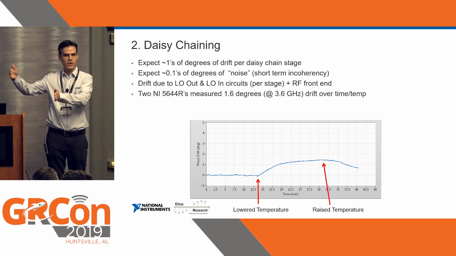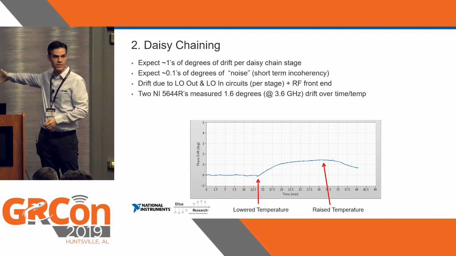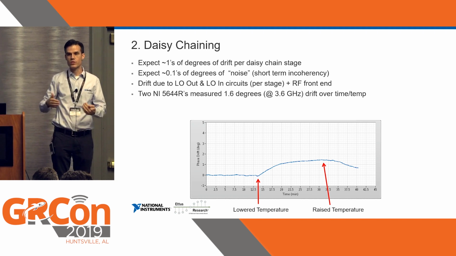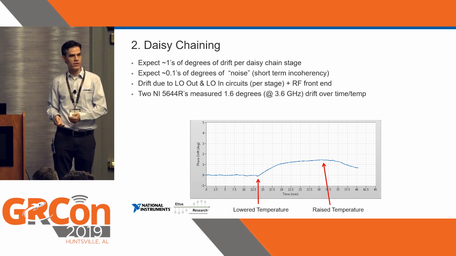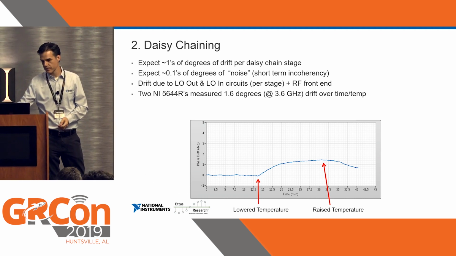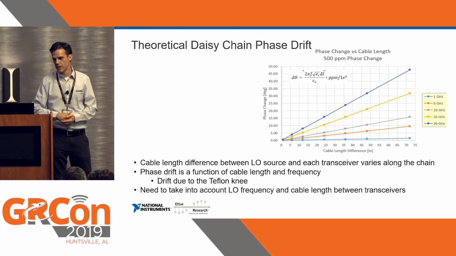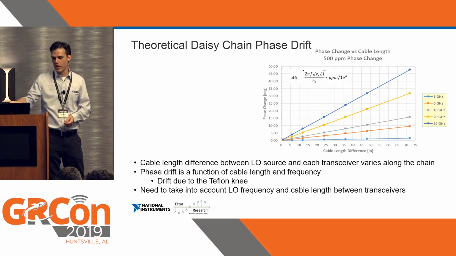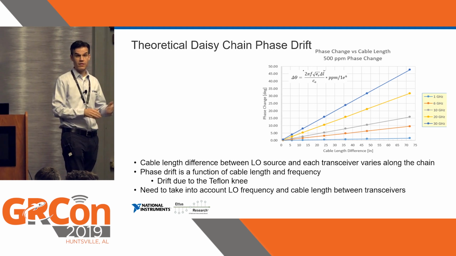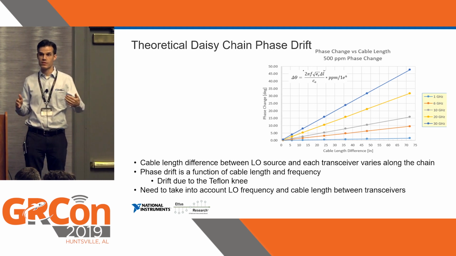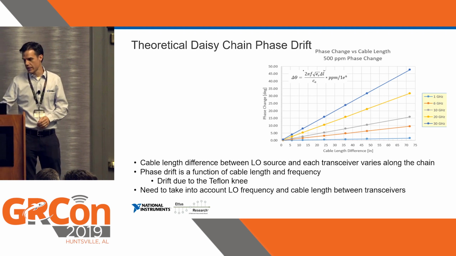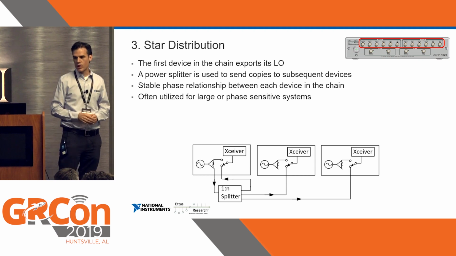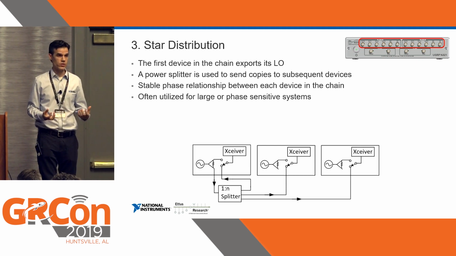So if you do a third, a fourth, a fifth, a sixth, a seventh, an eighth, a 10th, a 100th, it gets worse and worse and worse as you go. So what do we do about that? There is one more thing you can do to make it a little bit better. Oh, sorry, forgot this slide. And so this is a graph that shows a little bit of the properties of those delayed cables. And the longer you get down the chain and the higher frequency you're at, the worse it gets. So one more approach you can take is star distribution.